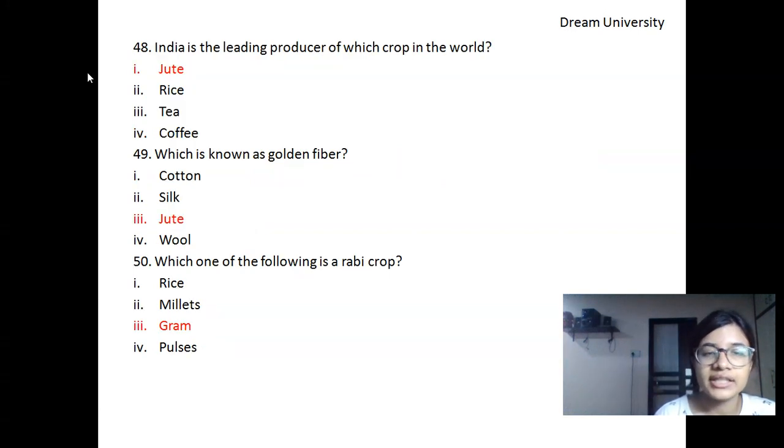Then India is the leading producer of which crop in the world? It is jute. Then golden fiber. Jute is also known as the golden fiber. Then lastly, which one of the following is a rabi crop? Rabi means crops that are grown in the winter season, and it is gram.